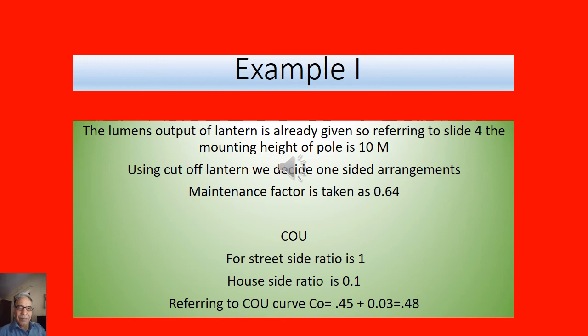Using a cutoff lantern, we decide on a one side arrangement. Maintenance factor is taken as 0.64. COU for street side ratio is 1. House side ratio is 0.1. Referring to the COU curve, COU is 0.45 plus 0.030 equals 0.48.